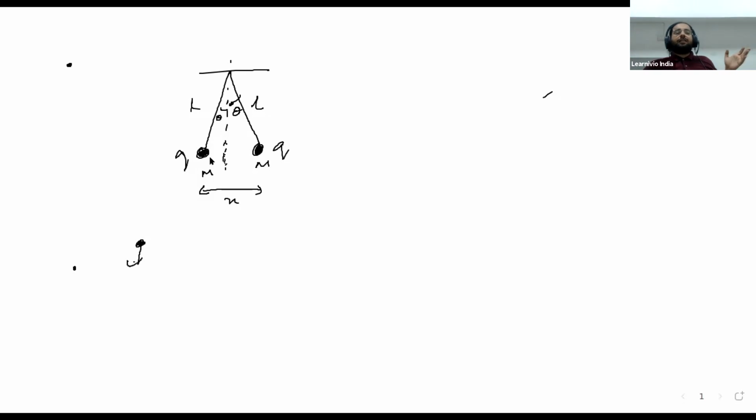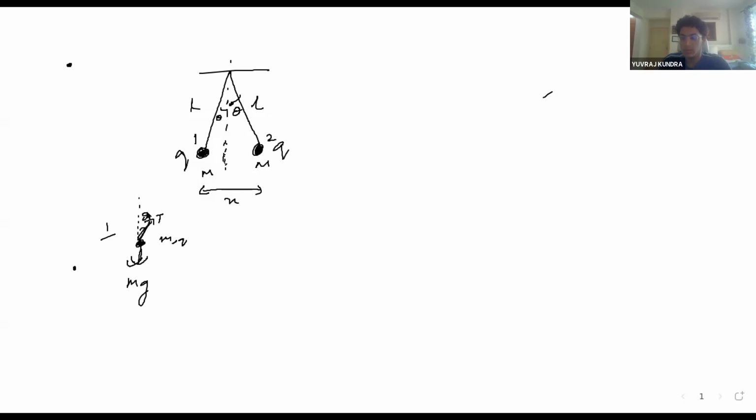So essentially, let's take this mass. Let's call this one and let's call this two. Let's take the first mass. You have mass m and charge q on this. What are all the forces acting on this? There's obviously mg acting downwards. There's a tension acting at an angle theta with the vertical. And there's a charge force, because both are at some distance x. Let's call this the Coulomb force.